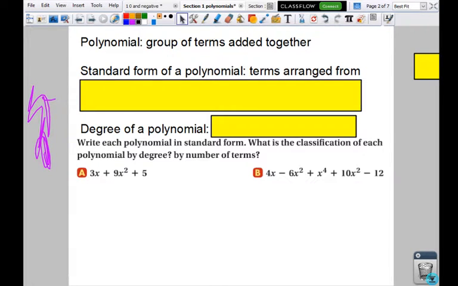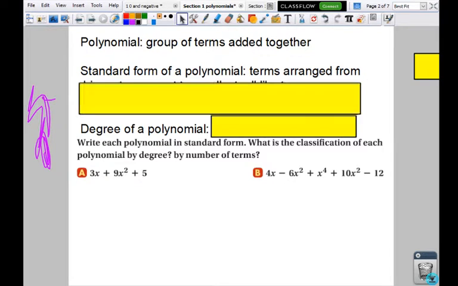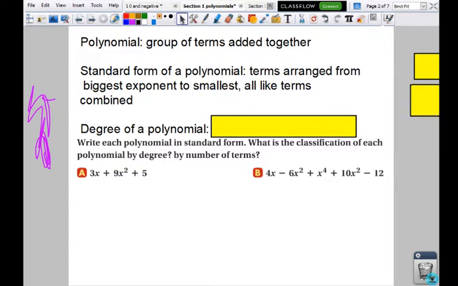Alright, so we're looking at polynomials, which are just groups of terms added together or subtracted. A term is a number and a variable. So if I look at part A down here, 3x is a term, 9x squared is another term, 5 is another term. Those are all terms. So we're going to look at standard form of a polynomial, which is where terms are arranged from biggest exponent to smallest, and all like terms are combined.